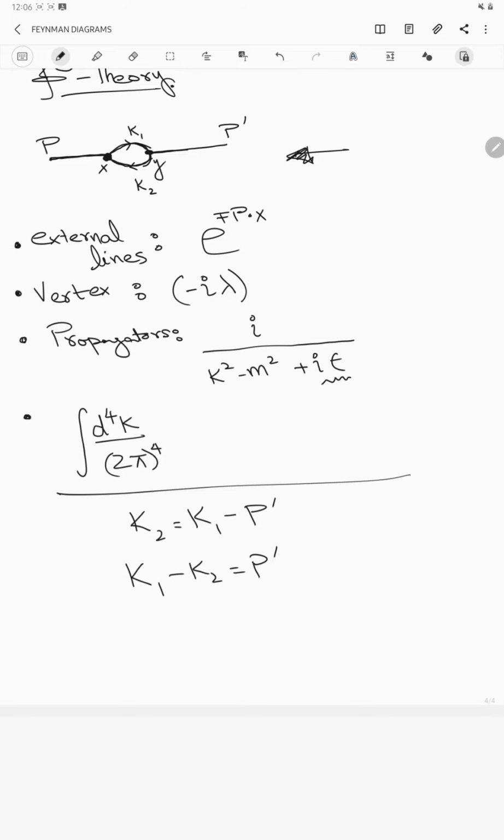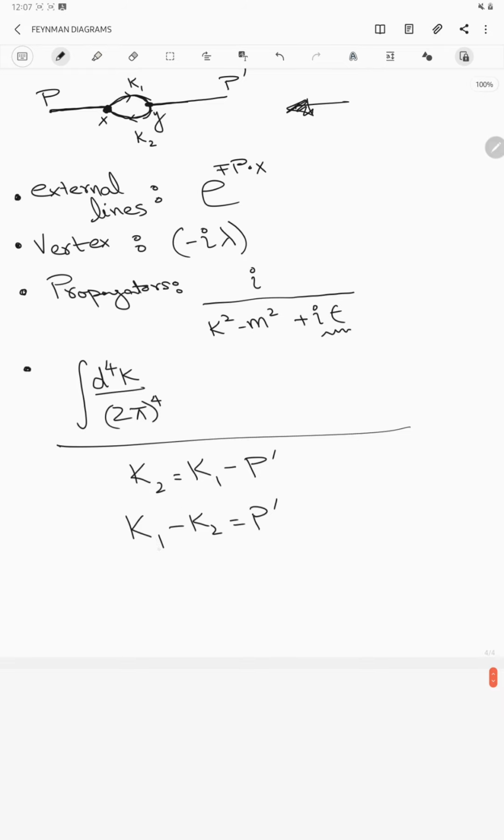Now K1 can be anything. It can take any value. So therefore we integrate it from 0 to infinity. And let's just make things easier for us: let's rename K1 as simply K.